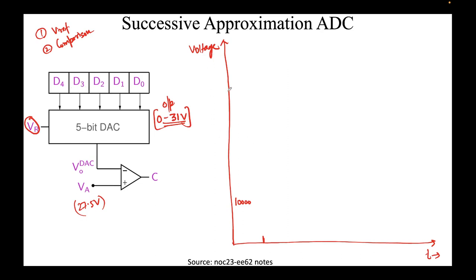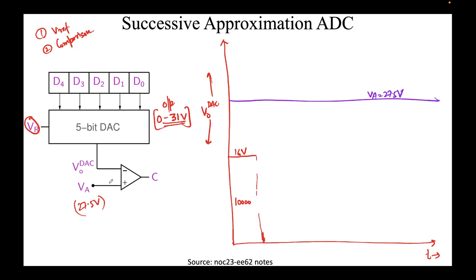This will correspond to 16 volts, if you calculate. This will correspond to the output voltage now, which I will draw. So first, let's draw VA. This is VA equal to 27.5 volts, and on the y-axis we have V0 DAC. Up until this first clock time, when the input is 10000, the output is 16 volts. So 16 volts is somewhere here. What's going to happen now is 16 volts will be compared to 27.5.